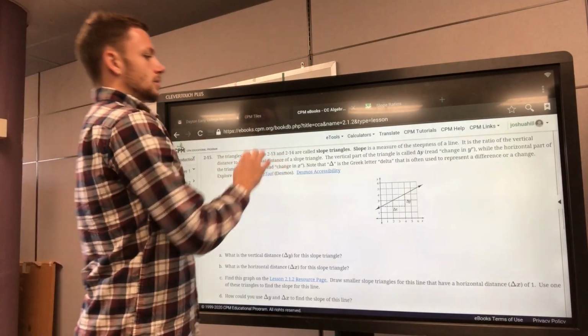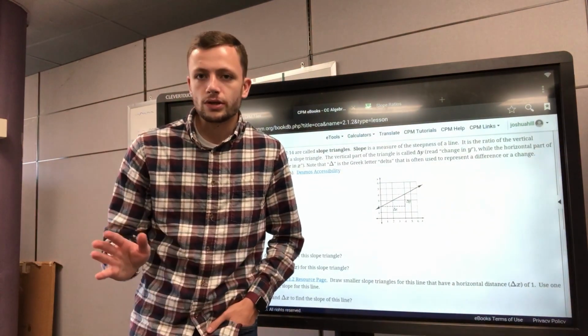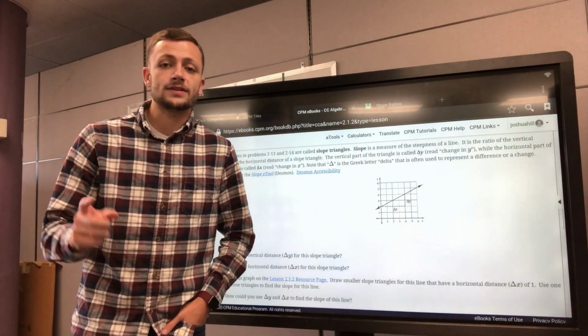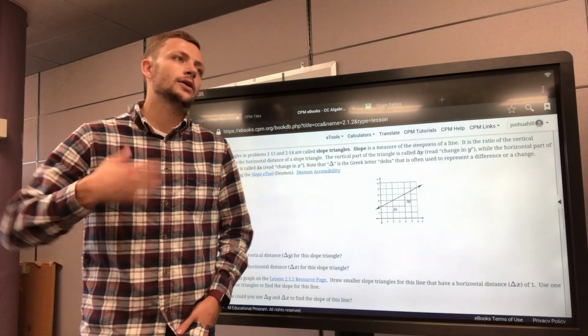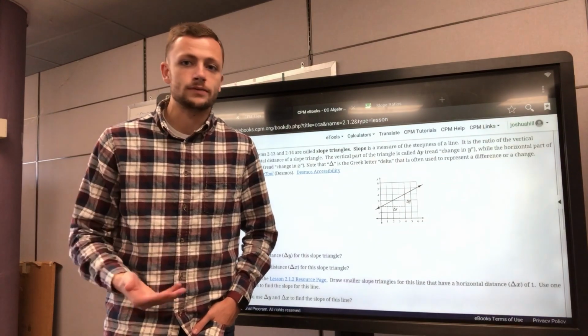Note that delta is the Greek letter delta, so eventually you guys may work with in engineering and calculus and physics alpha, beta, gamma, delta, epsilon, zeta, eta, theta, iota, kappa, lambda, mu, nu, xi, omicron, pi, rho, sigma, tau, upsilon, phi, chi, psi, omega.